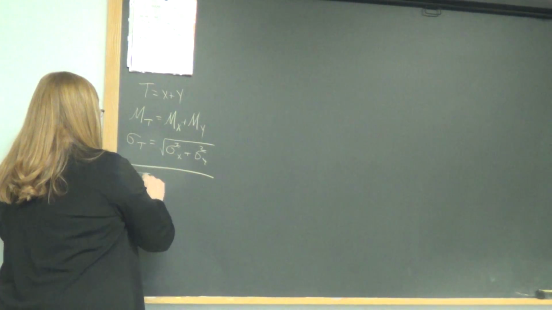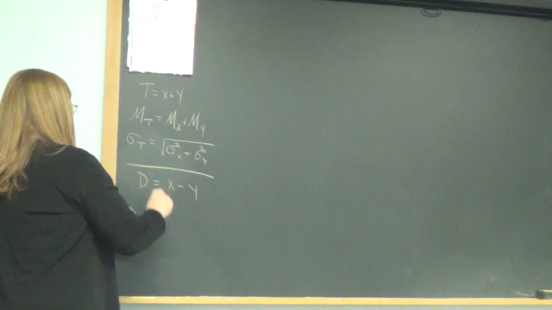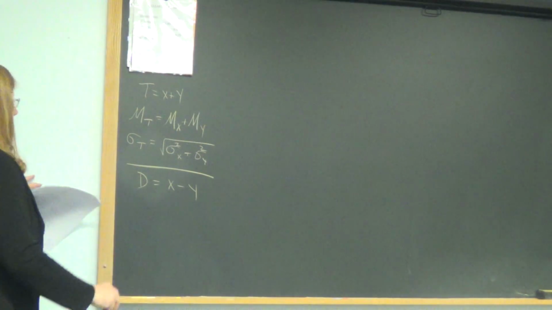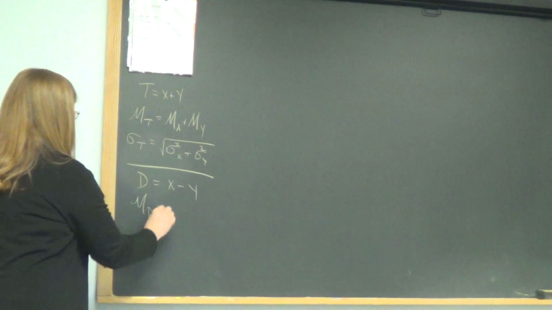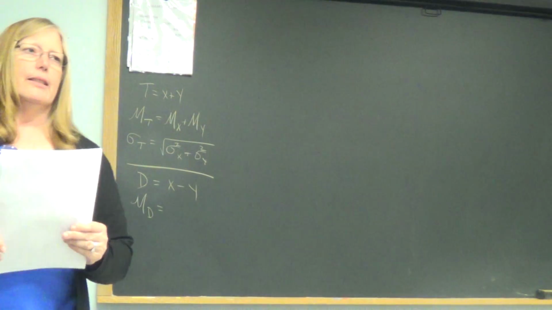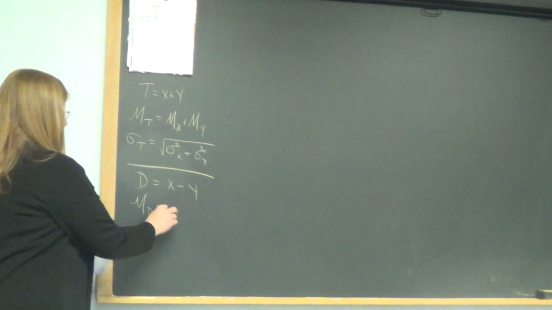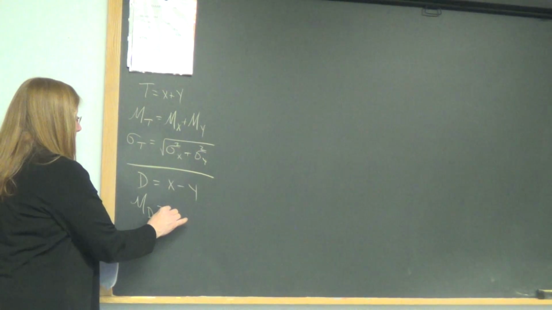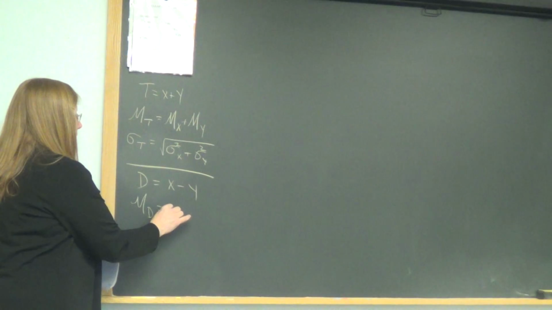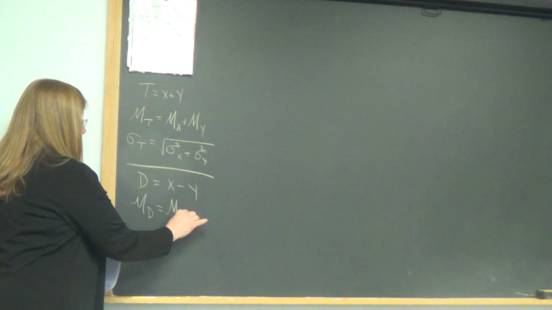All right. Then we went to the difference. So it's not the total. We called it the difference. So how did that work, Elena? When we looked at a difference, how did we get the mean of a difference of 2 random variables? The expected value of the difference equals the expected value of x minus the expected value of y.